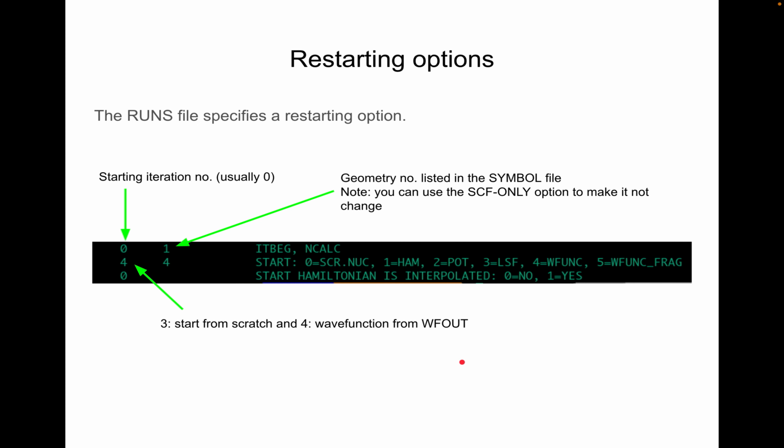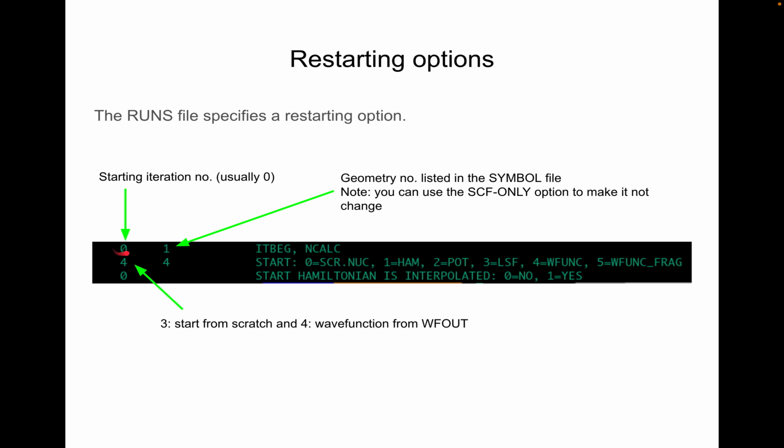Once you run the FLOSIC calculation, the code will generate several files. One of the files is the runs file. The runs file is useful for specifying the restarting options. For a typical FLOSIC calculation, there are three numbers that may be important for the users. So this is how the runs file looks.